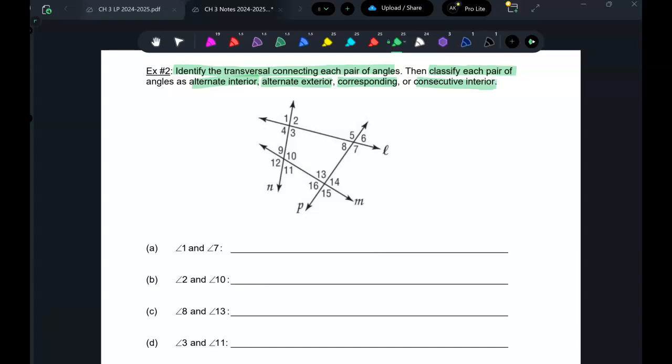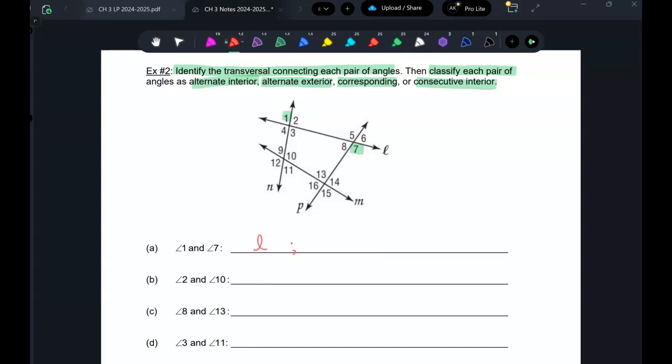So let's look at angle 1 and angle 7. Here's angle 1, here's angle 7. In each case, we're going to basically ignore one of our lines. Which line can we completely ignore here? Yeah, M has nothing to do with those. So what's our transversal? L. That's the line that both of them are along. So our transversal is L.